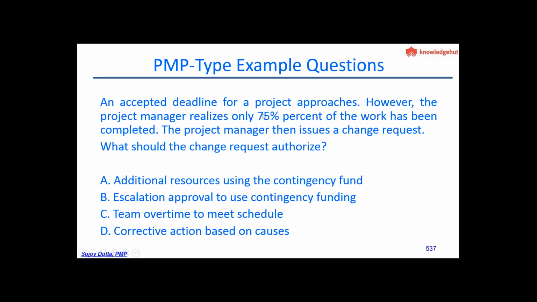An accepted deadline for a project approaches, however, the project manager realizes only 75% of the work has been completed. The project manager then issues a change request. What should the change request authorize?